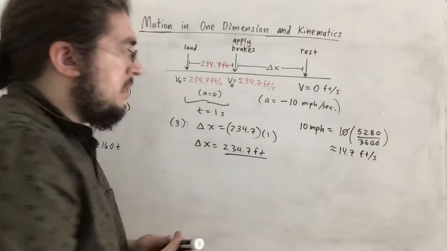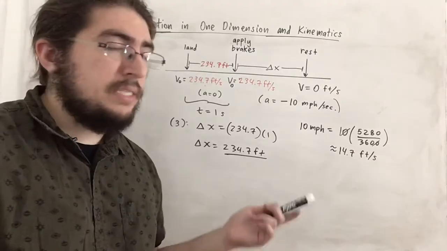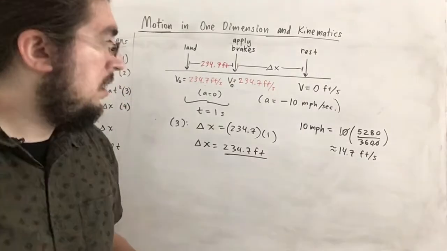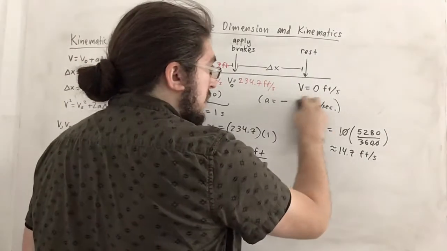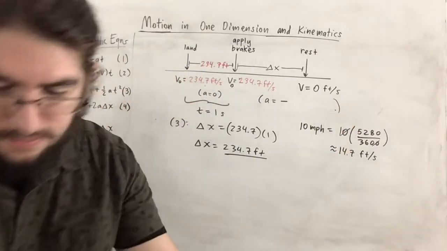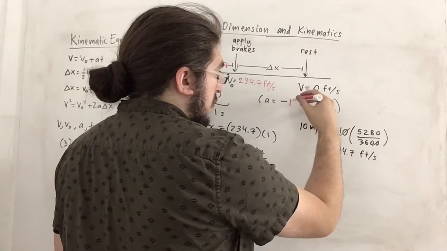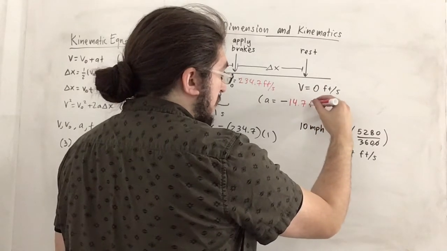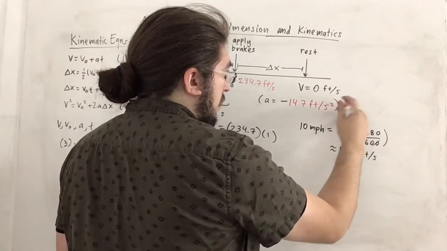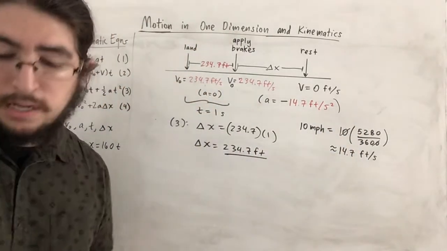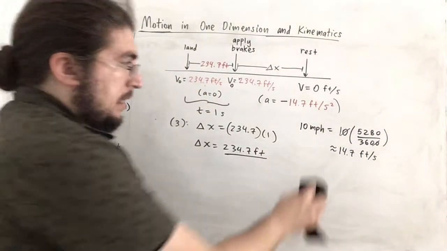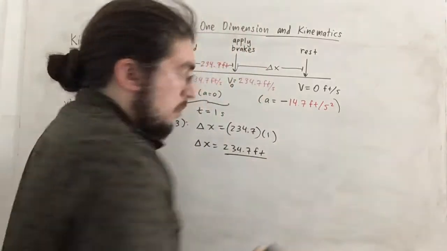So that means we're decreasing by 14.7 feet per second every second. So our deceleration now, we write in red, is this number, but it's negative because of deceleration. It's negative 14.7 feet per second squared. Great. So now, erasing the conversion work.